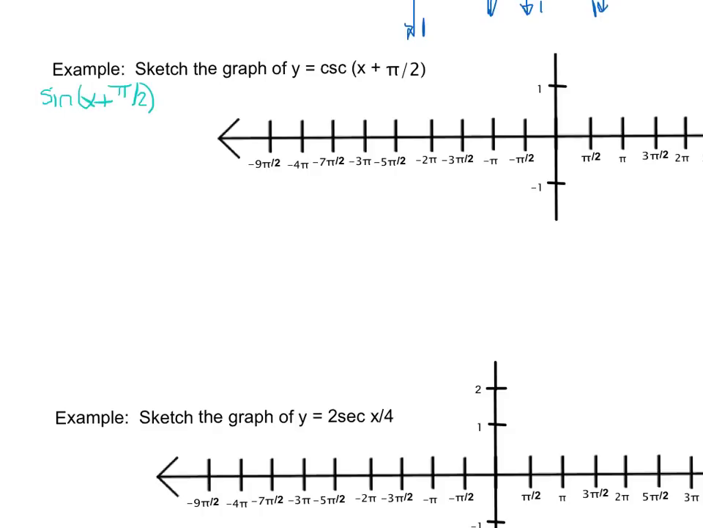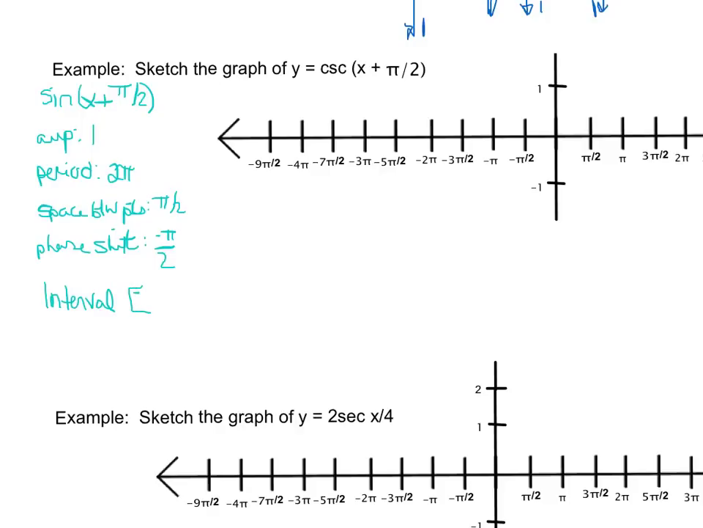So I'm going to find all my important information. I'll find my amplitude, which is 1. I'll find my period, which is 2 pi over 1, or just 2 pi. My space between points is going to be 2 pi over 4, which will just be pi over 2. My phase shift will be negative c over b, so negative pi over 2 over 1, which is just negative pi over 2, and my new interval is going to go from negative pi over 2 up to 3 pi over 2.